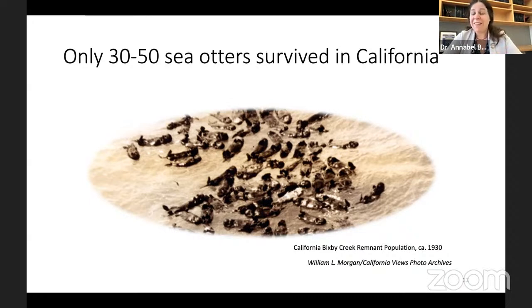And then in the 30s, they actually found the sea otters that had made it through the fur trade in a really inaccessible part of the Big Sur coastline. This is actually a photo from that time period showing those survivors. And all sea otters alive in California today are the descendants of this tiny group of surviving sea otters that made it through the fur trade.